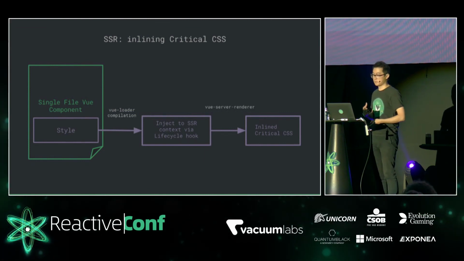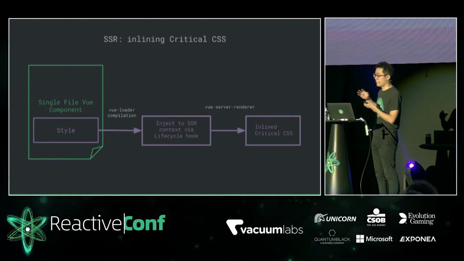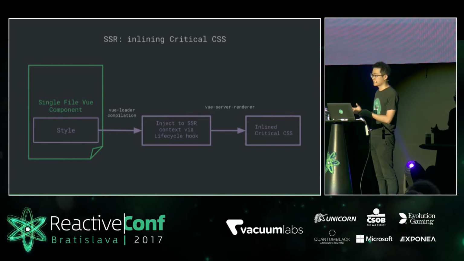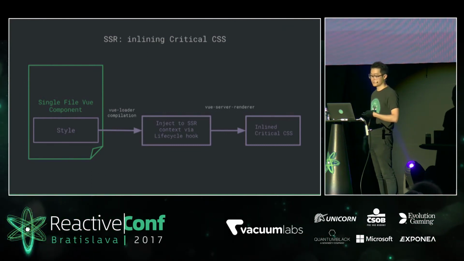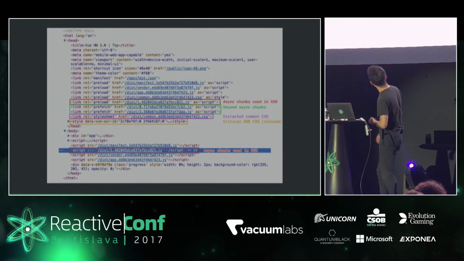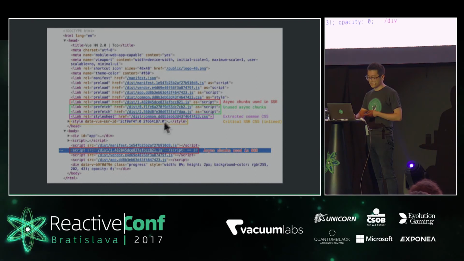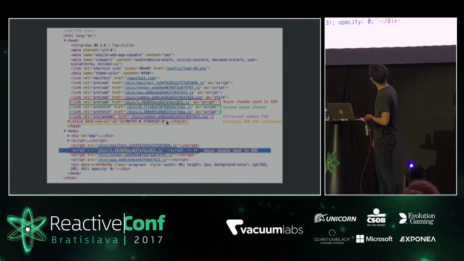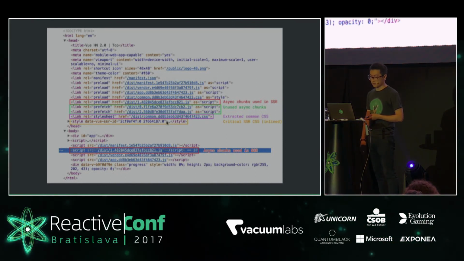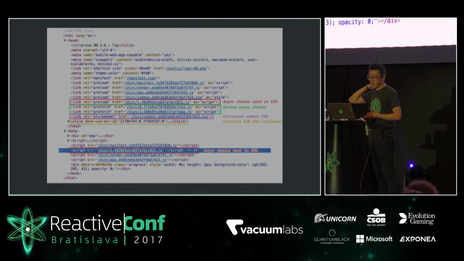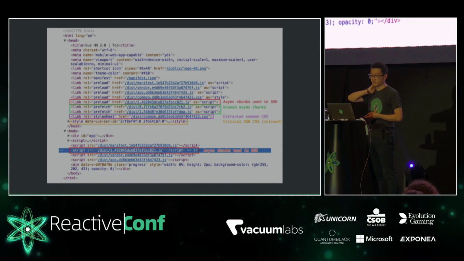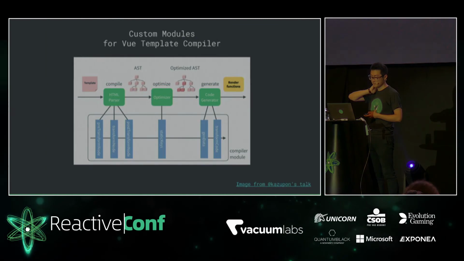This allows us to generate the minimal amount of component-critical CSS for a given request during server-side rendering. And as you can see, there is this critical CSS part, which is inlined in the final result. So this is the example request you get from the Vue Hacker News clone demo.